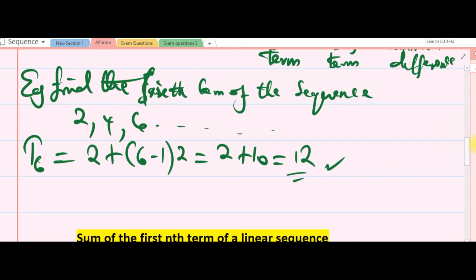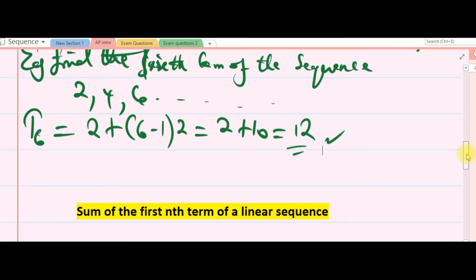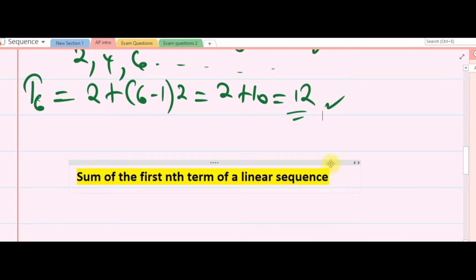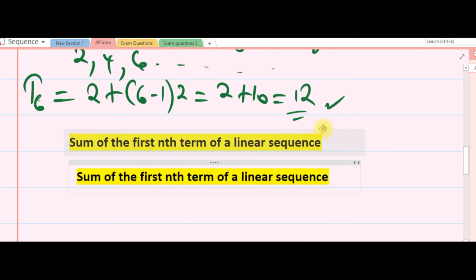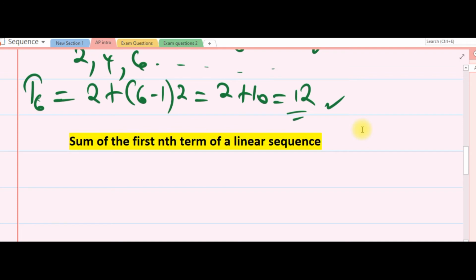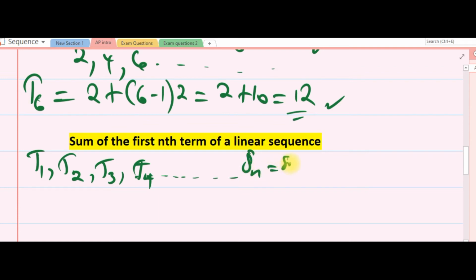So that's it. Let's go over to the sum of the first n terms of a linear sequence. The sum of the first n terms is like if you are given a linear sequence with term t1, let's see t4. Let's denote S subscript n as the sum of the first n terms.